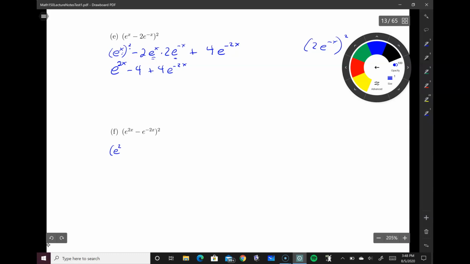All right, one more here. So let me just go a little slower. e to the 2x squared minus 2 times, and then plus e to the negative 2x squared. This gives me e to the 4x minus 2 plus e to the negative 4x.